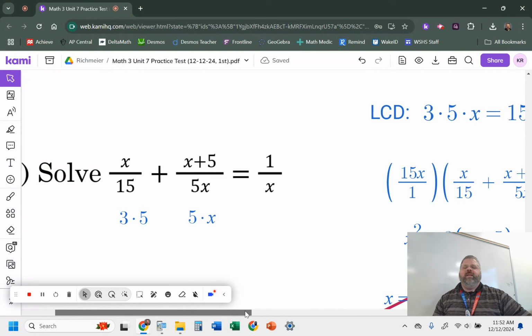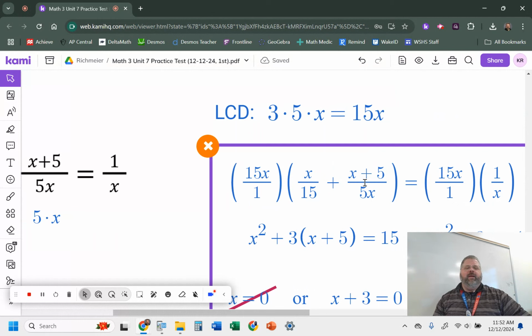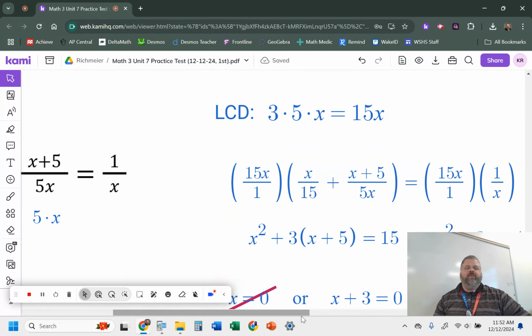Now, once we have the LCD for a rational equation like this, I'm going to multiply both sides, the entire side, by my LCD divided by 1. And so I would also multiply the right side by 15x over 1. That's the LCD over 1. So you can see I've set that up right here in this next step. I've got my left-hand side of the equation. I'm multiplying it by the LCD over 1, the 15x over 1. And the right-hand side is being multiplied by 15x over 1. And the right-hand side of the equation was 1 over x.